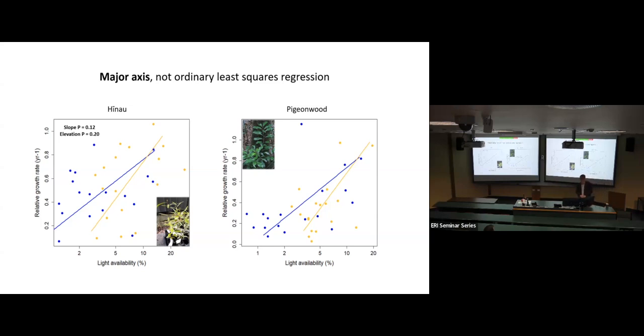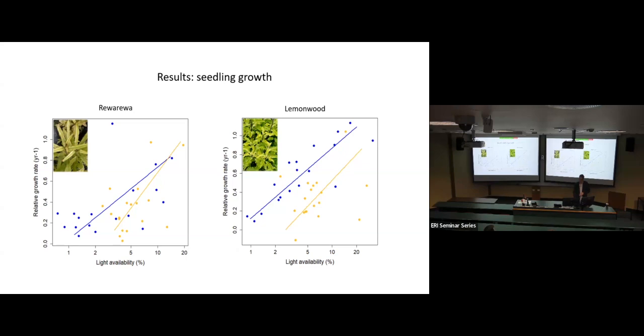Pigeonwood is a better behaved species. We do have a difference in elevation. On average, it grows more slowly in the beech forest. So that's consistent with the hypothesis. It's an arbuscular mycorrhizal species that's struggling apparently in the beech forest. Rewarewa, yeah, this is another poorly behaved species. We've got a hint of an almost significant difference in slope there. Rewarewa is a non-mycorrhizal species, so we expected it to grow slowly in the beech forest, but we don't have any evidence of that. It doesn't support the hypothesis.